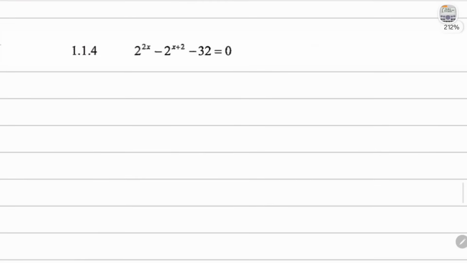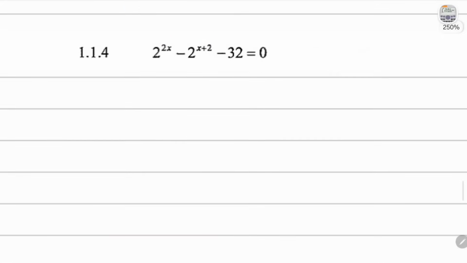Question 1.1.4, we are given an exponential equation and we have to solve for x. So we know it is exponential because the x's are in the exponents. In this exponential equation, one thing you're going to notice is that there is a repetition of a specific term, which is really 2 to the power of x. We have 2 to the power of x here. Of course, it's 2 to the power of 2x.